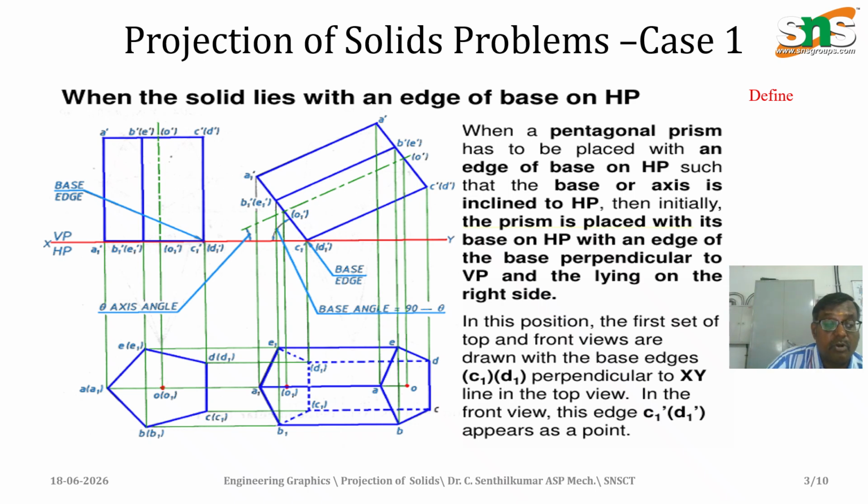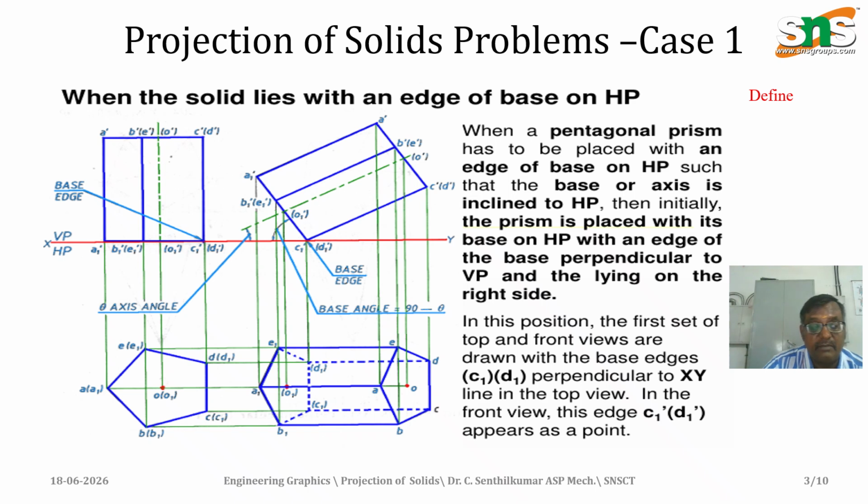This is the case 1 problem for the prism. So hope you understand how the diagram is drawn with the axis angle and base angle, how we project it, which one we draw first. This is called a simple position. Top view and front view, this is called a simple position.